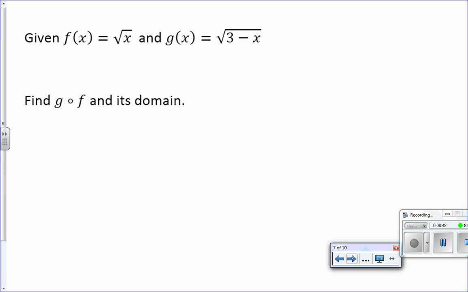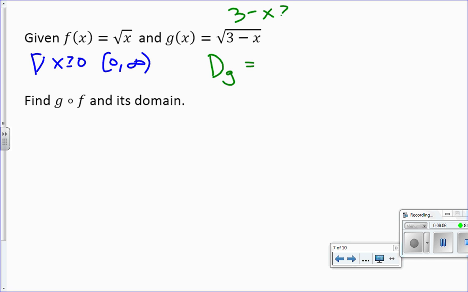Another example like that, let's see. With this particular f function, we have x must be greater than or equal to 0, so that's going to be from 0 to infinity, the domain of that. And let's do the domain of g. The domain of g is going to be, I've got to write 3 minus x must be greater than or equal to 0. Simplifying that, I get x is less than or equal to 3. So that's going to be negative infinity to 3.